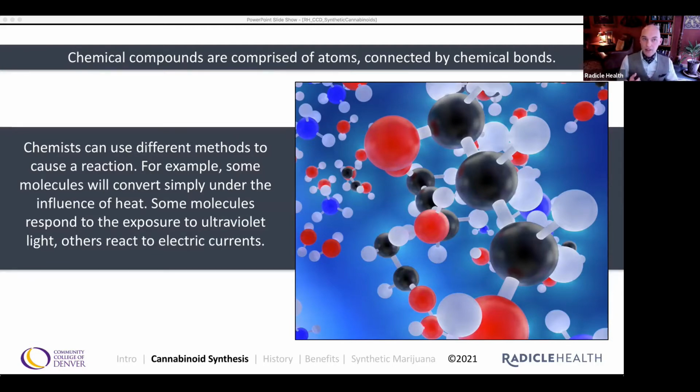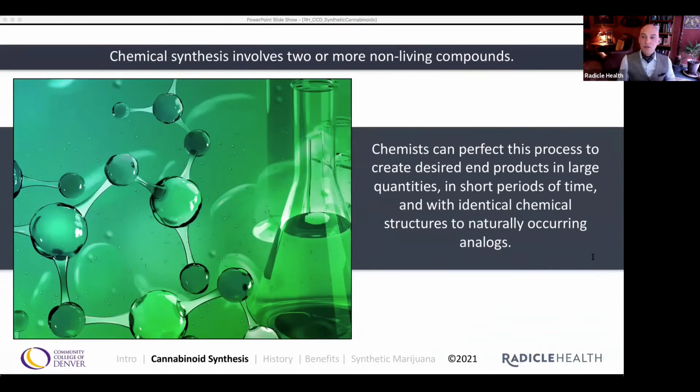So both chemical synthesis and biosynthesis are processes where controlled chemical reactions using two or more agents are combined to produce a desired compound. No plant material is required here. Essentially, these are cannabinoids that are created in a laboratory. Now, chemical synthesis involves two or more non-biological or non-living compounds. And these are combined in a controlled chemical reaction. And of course, the intent is to create a desired output.